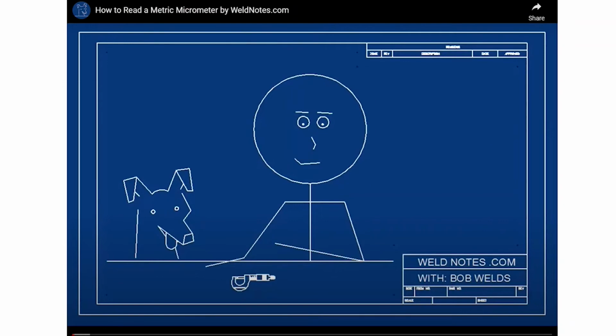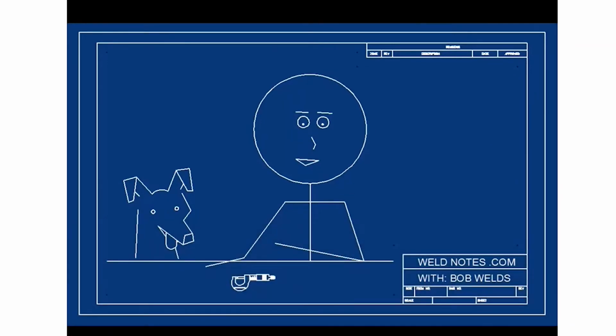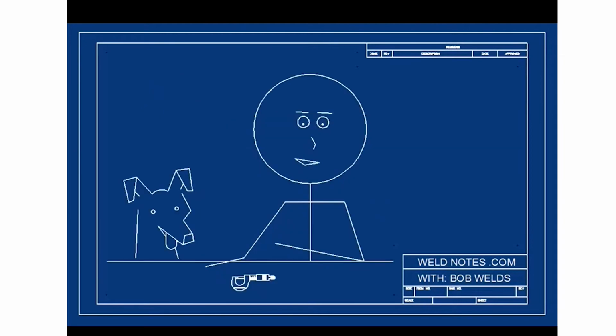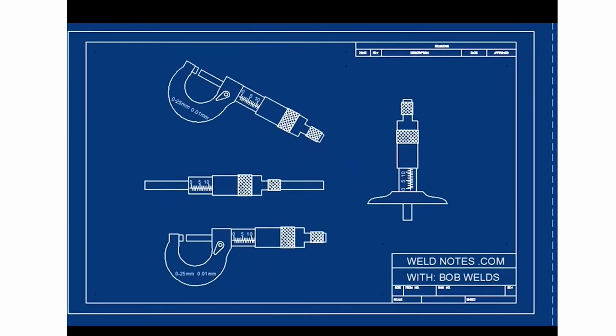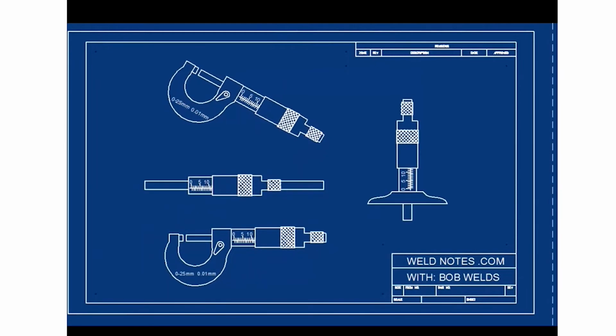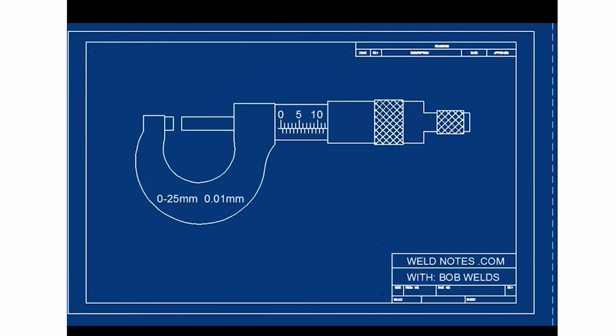Hi, I'm Bob Welds, and this is how to read a metric micrometer. A micrometer is used to take very precise measurements. There are different kinds of micrometers: inside micrometers, outside, depth micrometers, inch micrometers. Just look them up on Wikipedia. But here I have a metric one. This one measures to the nearest 0.01 millimeters. It says so right here.